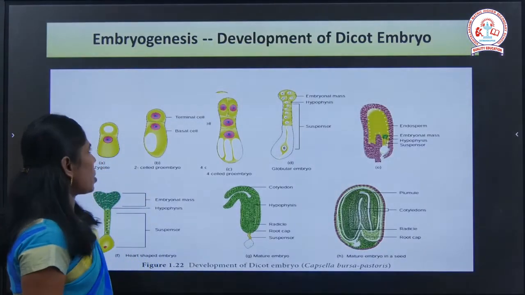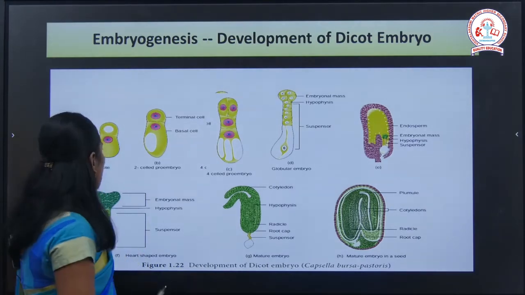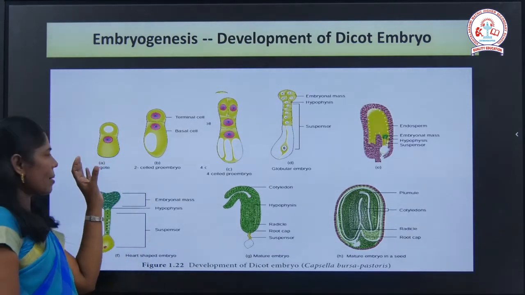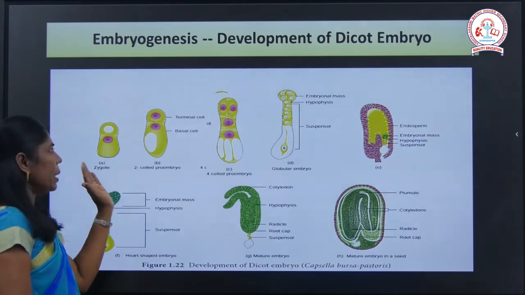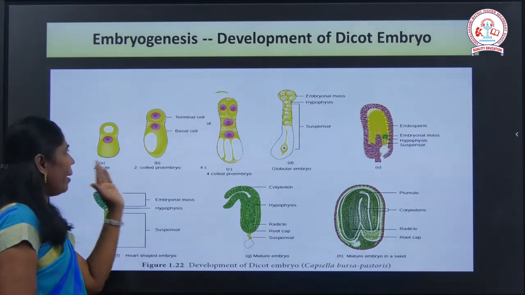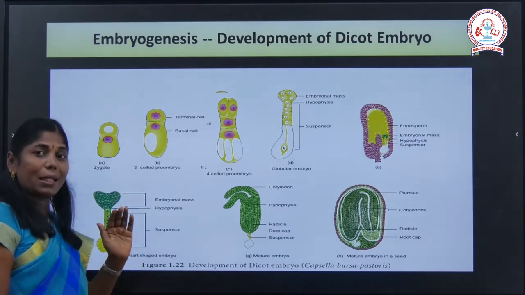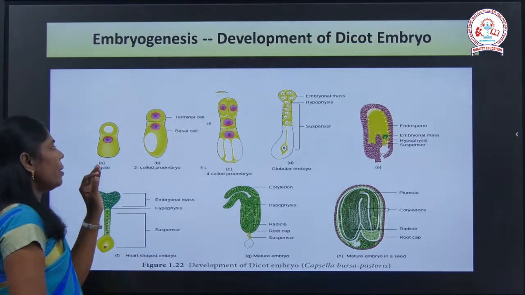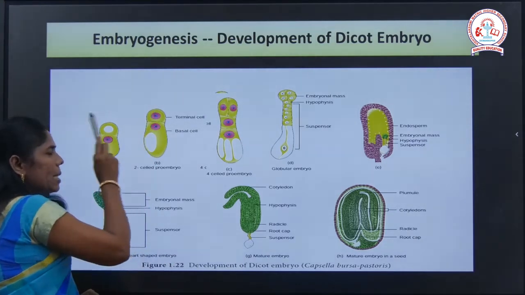Okay, this is the entire structure. You can just recall once again. So this is a zygote. As a result of fertilization, the zygote is formed. In the zygote, division takes place. What type of division? Transverse division. That is a mitotic division.